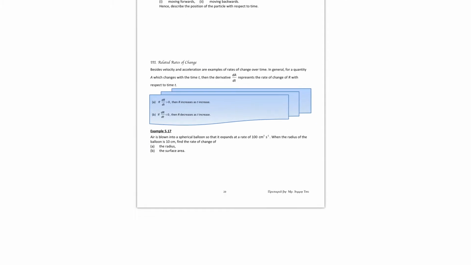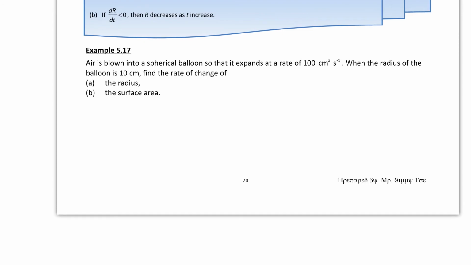Okay, let's see the question first. If we have a balloon and it expands at a rate of 100 cm cube per second, that means in 1 second, the balloon will increase by 100 cm cube. It asks you to find the rate of change of the radius. So I want you to know what information you have and what you need to find. You need to find dr over dt.